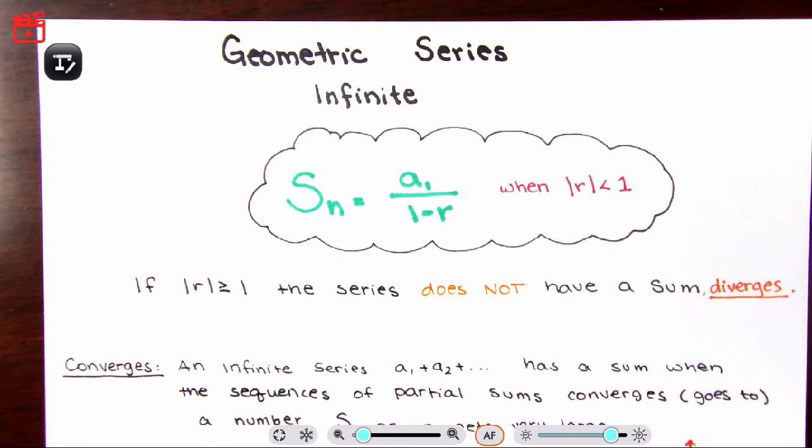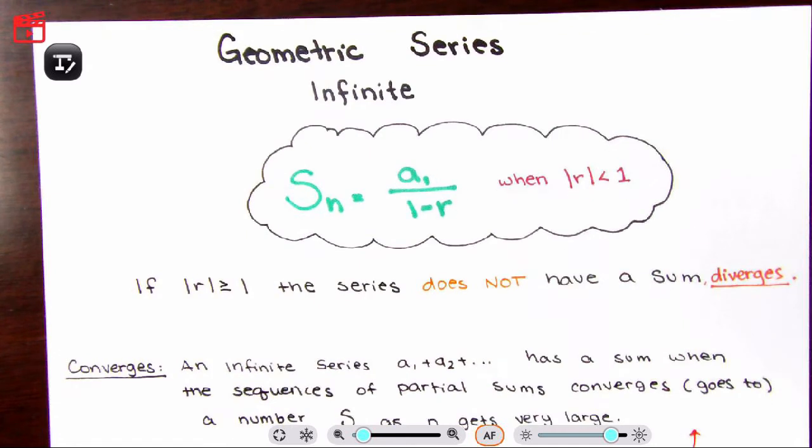So how do you answer something if it's asking you to find the sum of a geometric series, but it is a diverging series? All you have to do is just say does not have a sum, diverges. That's all you have to do. All right, let's go ahead and do an example.